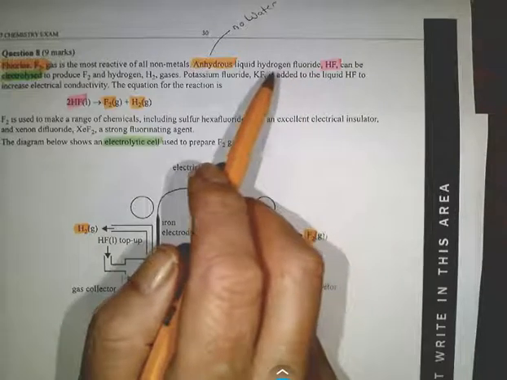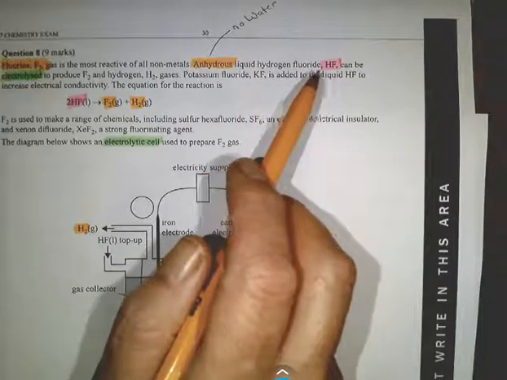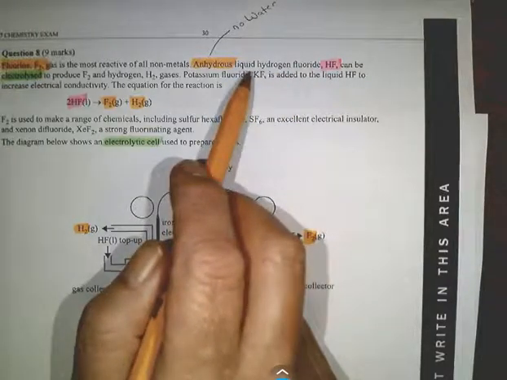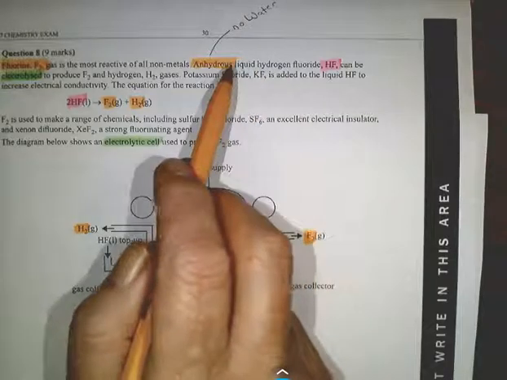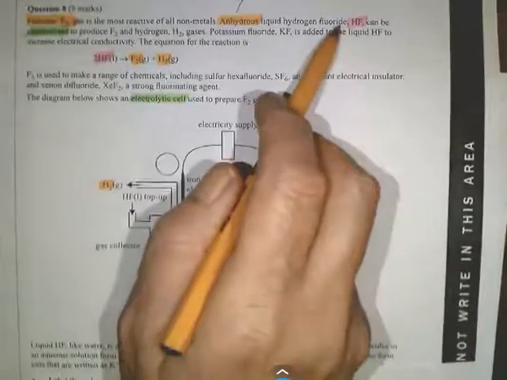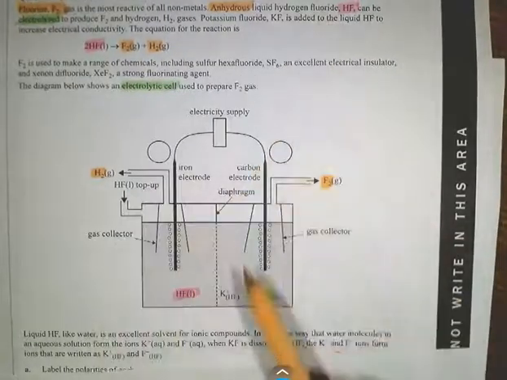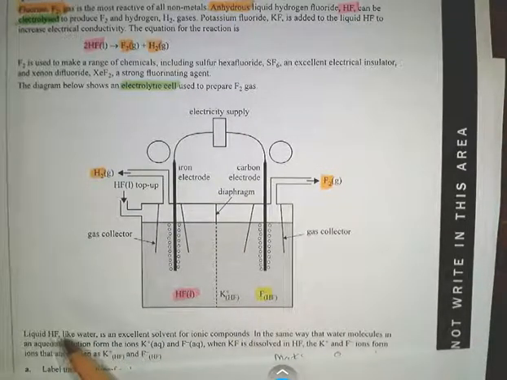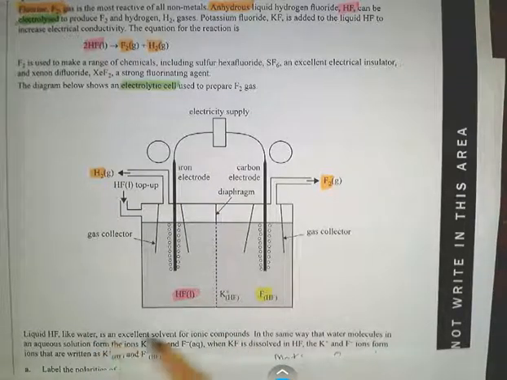So you could work out that there was no water because it doesn't say hydrogen fluoride in solution, and it says it's a liquid rather than in solution. So you've got this hydrogen fluoride that's acting as the water. They confirm this a few times. Down here they repeat, liquid hydrogen fluoride, like water, is an excellent solvent for ionic compounds. So there's no water, there's just this stuff.